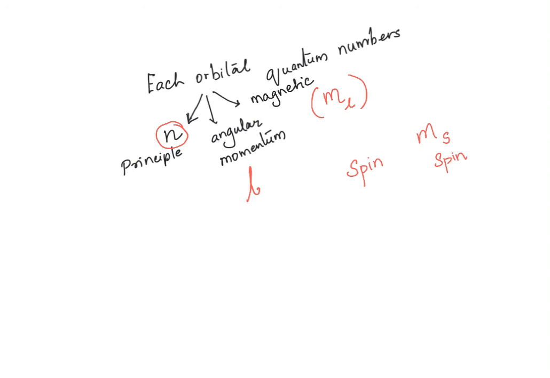And in the next few videos we're going to talk about each of these quantum numbers, and then we will move into electron configuration in elements. I think I spelled the word principle wrong here, so there.